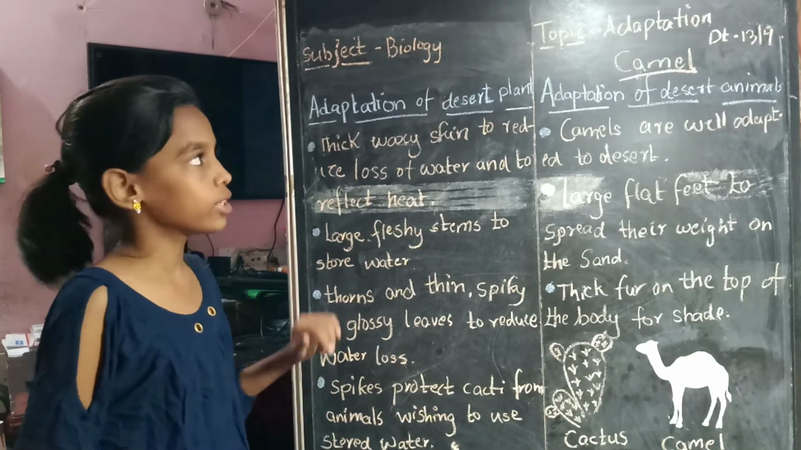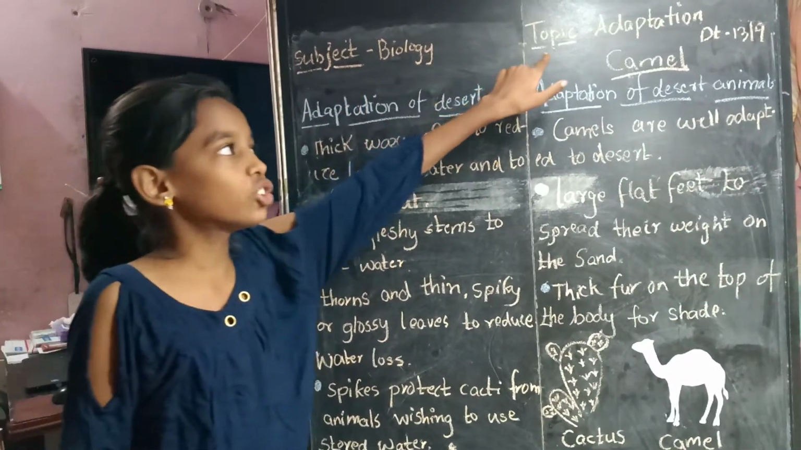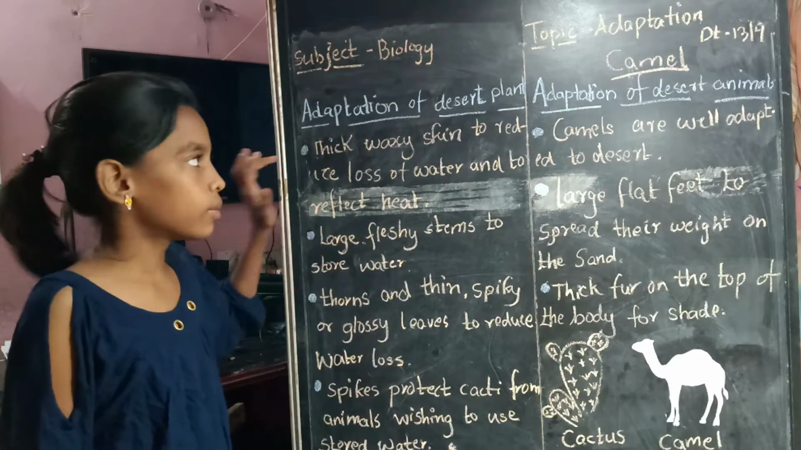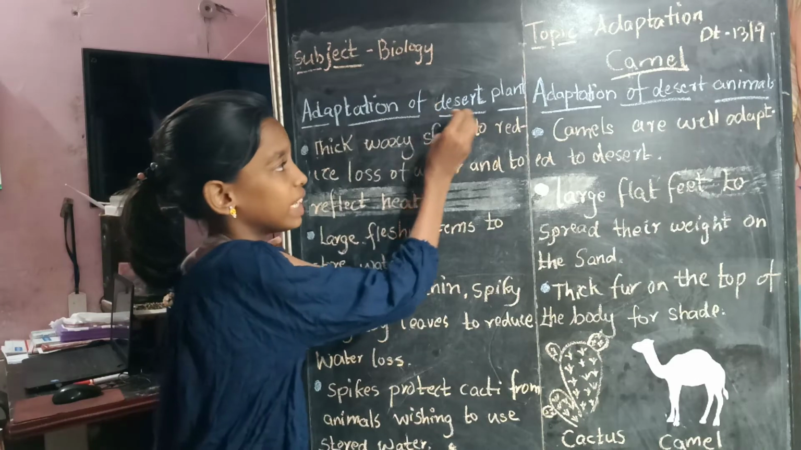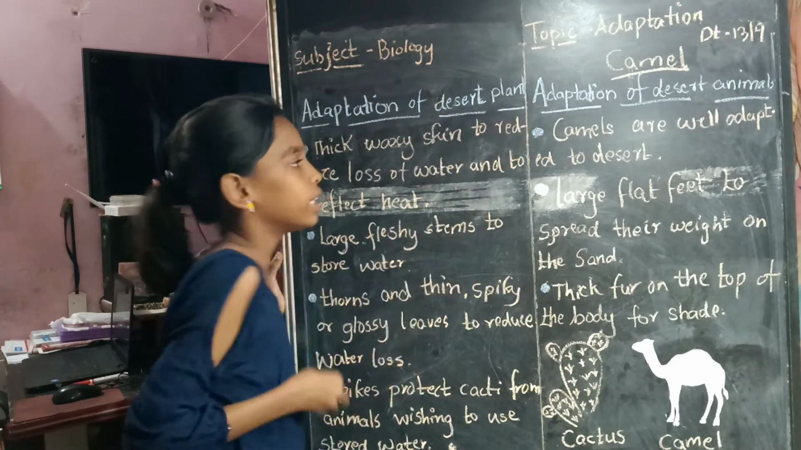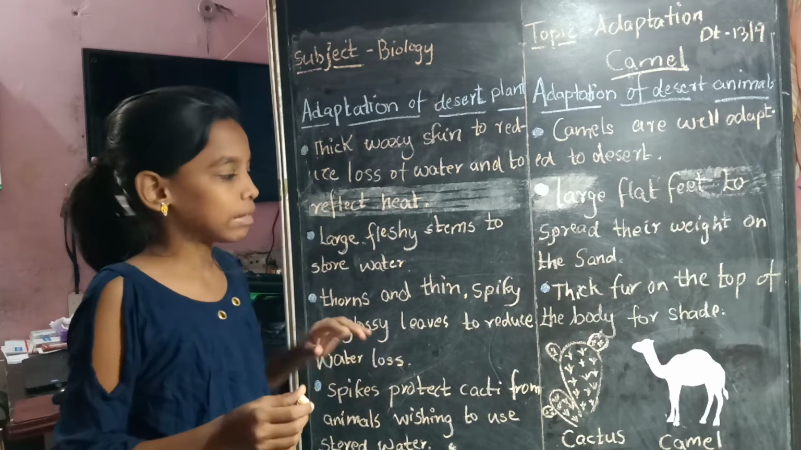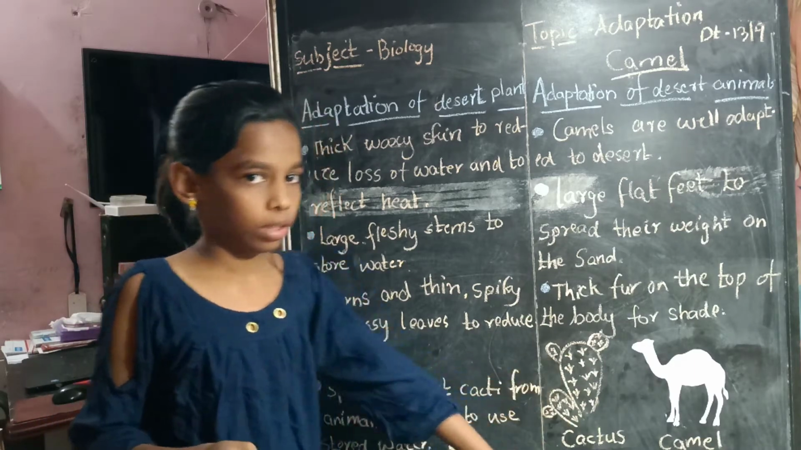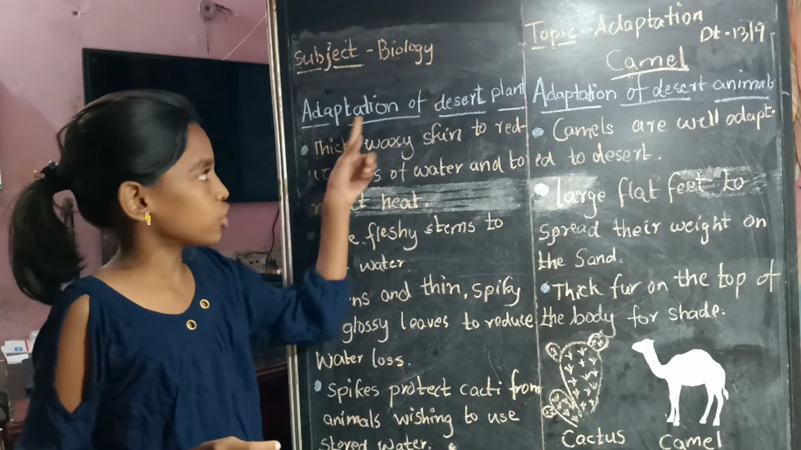Today we are going to discuss the subject biology, and the topic is adaptation. So let's begin. First we will get to know the meaning of adaptation. Adaptation is nothing but how we are dependent on something else. That is what adaptation means.